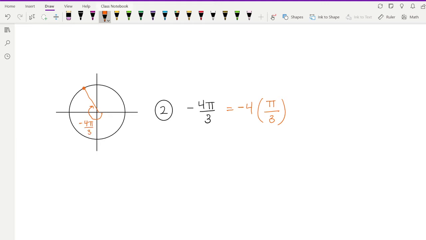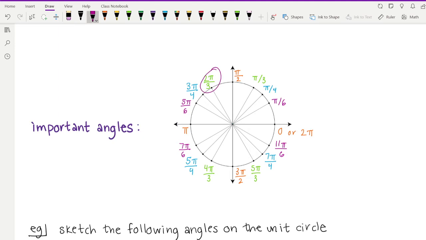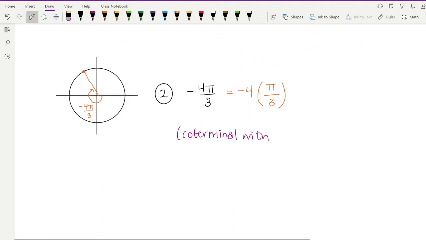So again, we can figure out what angle this is coterminal with because it would have the same terminal point. So if we look back at our original picture, we can see that it is coterminal with 2 pi over 3. And you could also figure that out without looking back up at this picture, because like I said, you don't want to necessarily have to memorize that whole picture. So how could I figure out that this was coterminal with 2 pi over 3 without looking at that picture?